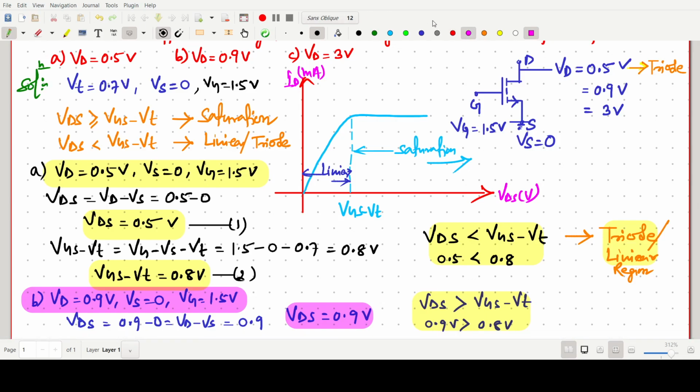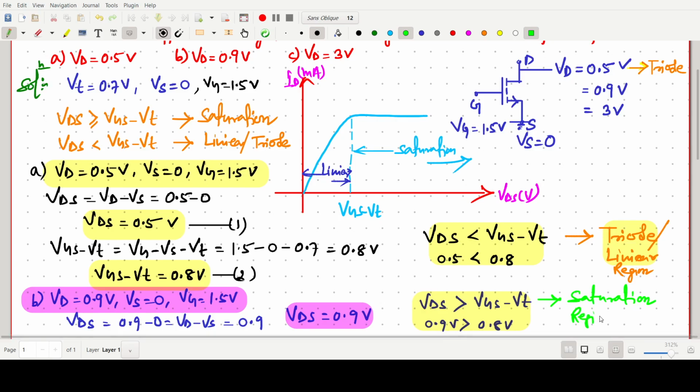So this is the saturation region. The device will operate in the saturation region. For this one, it is in the saturation region. Very simple, but we have to know this. Clear? Because VGS minus VT is already calculated, 0.8 volt, so no need to change.